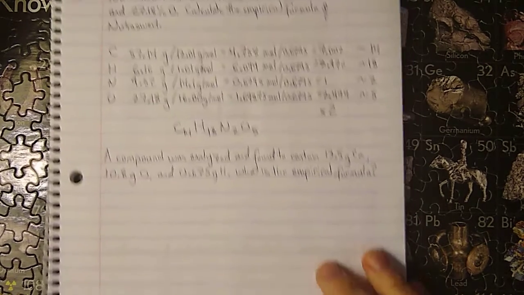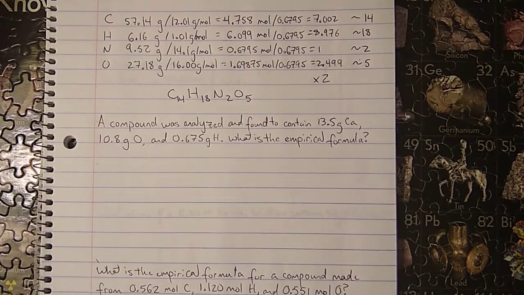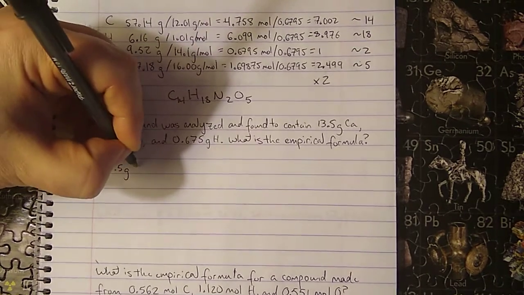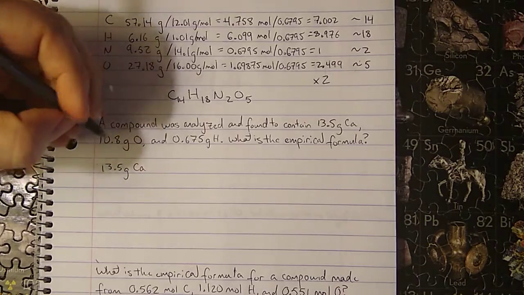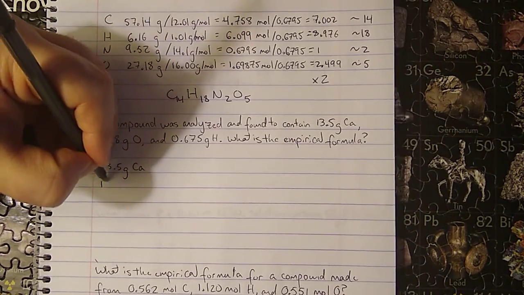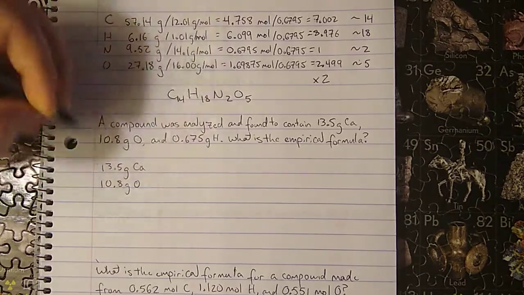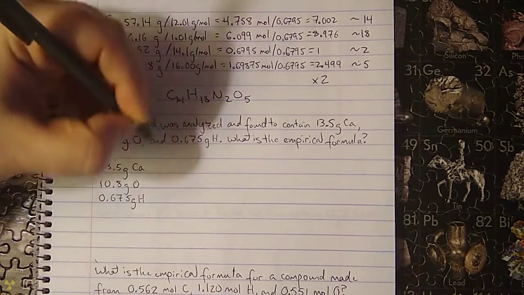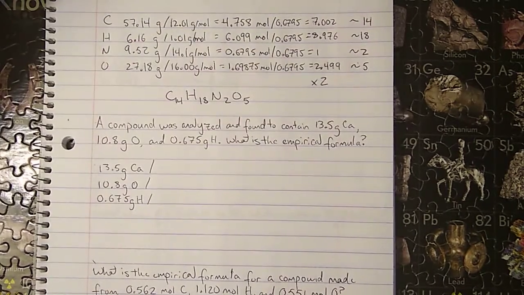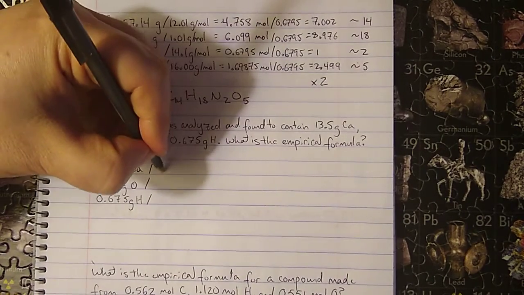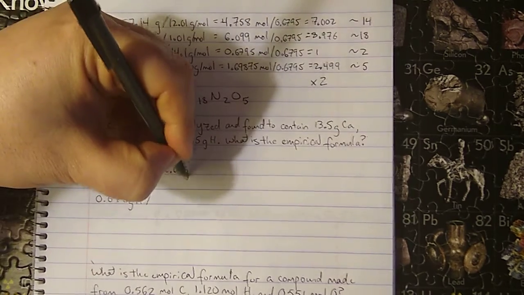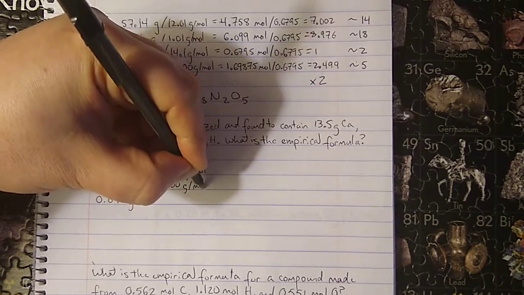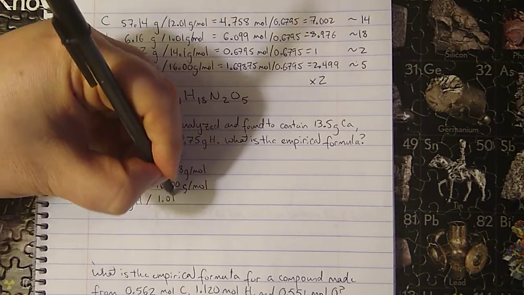Let's do another example. If the question gives you grams to start off with, then we could just skip ahead and not worry about converting from percentages to grams because we already have it in grams. We can just jump straight into dividing each by the molar mass off the periodic table. Calcium is 40.08, oxygen is 16, and hydrogen is 1.01.